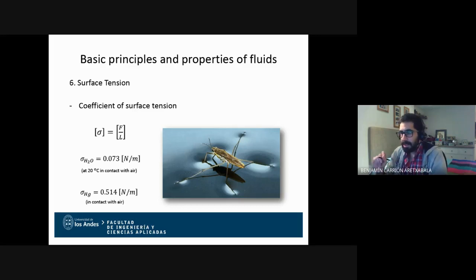Yeah, good question. That's exactly the point that I wanted to make. The surface tension is measured in newtons per meter, so it matters on the, let's say, on the length rather than the area that is acting. Okay, so it's different from the previous forces that we saw, which are normally pressures or stresses. Surface tension is a force per unit length, so it's different, right?